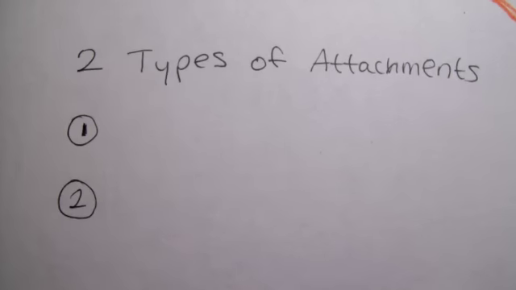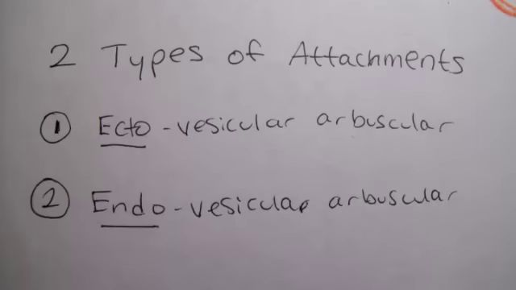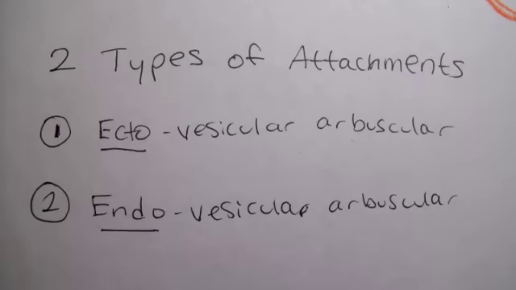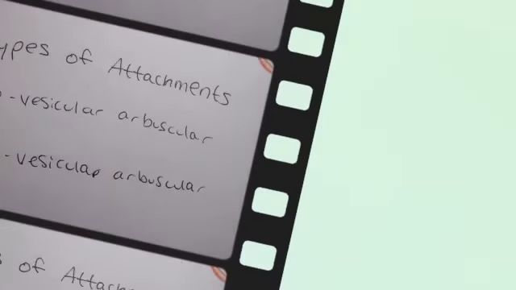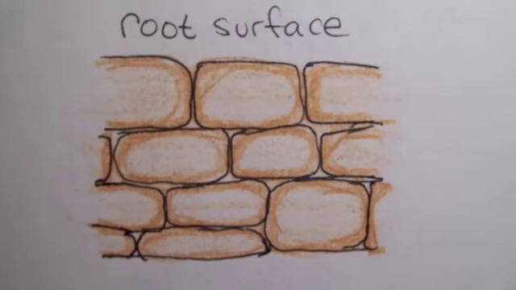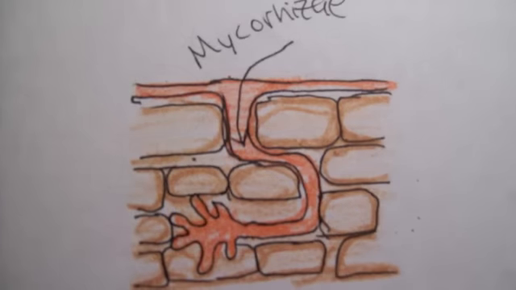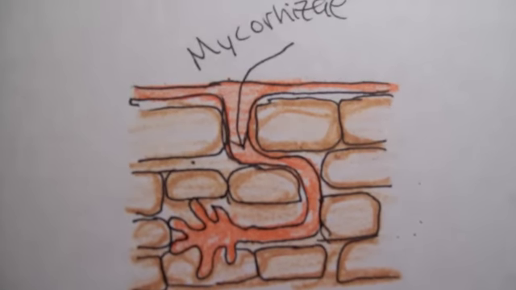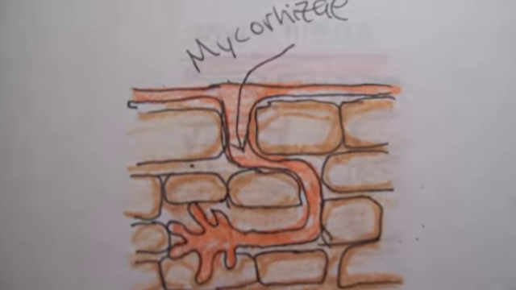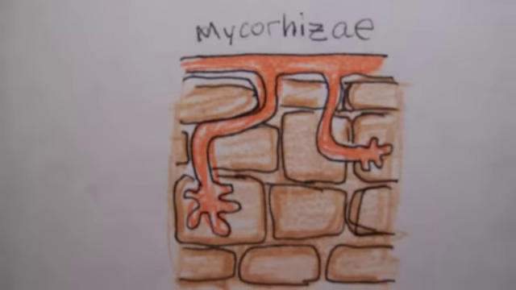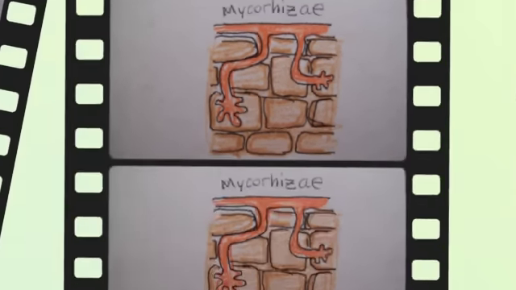Now we'll take a closer look on how the mycorrhiza has integrated itself into the roots. There are two types of attachments. First, ectovesicular arbuscular, and second, endovesicular arbuscular. To further illustrate this, I've shown you the root surface. In ecto, the mycorrhiza stays outside of the cell but shoots its hyphae in between them. In endo, the mycorrhiza shoots its hyphae inside the cell.